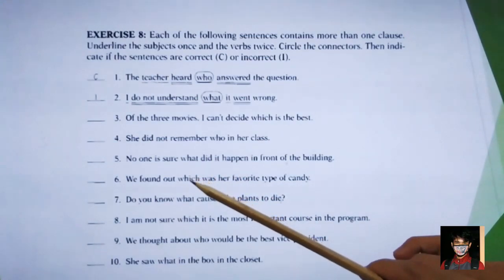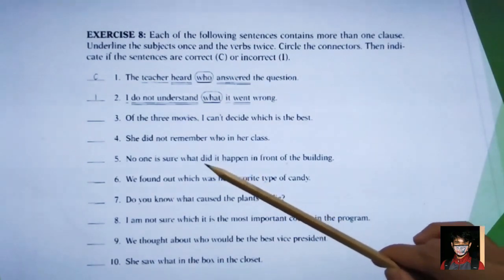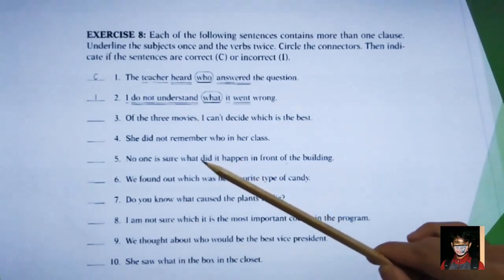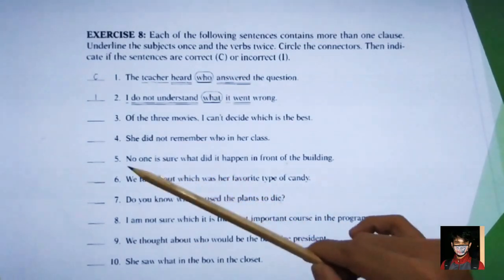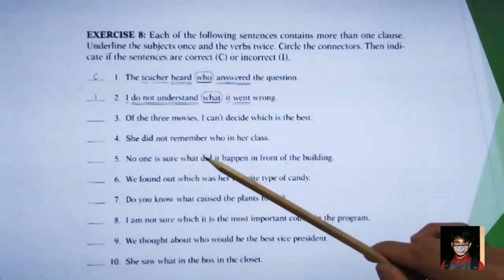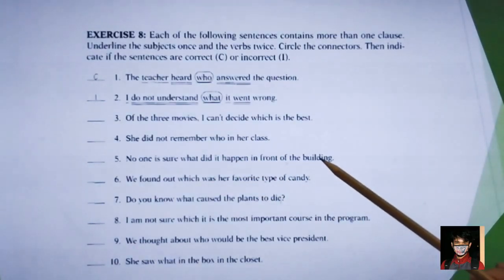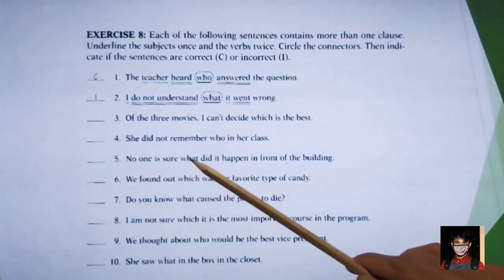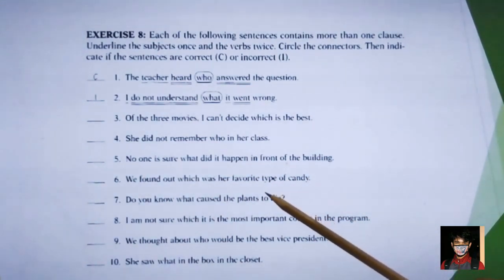So is it correct or incorrect? But take a look at the structure. Okay, so we could say that it is incorrect. Why? Because it should be, no one is sure what happened. Okay, what happened in front of the building. So this is incorrect. It's supposed to be, no one is sure what happened in front of the building.